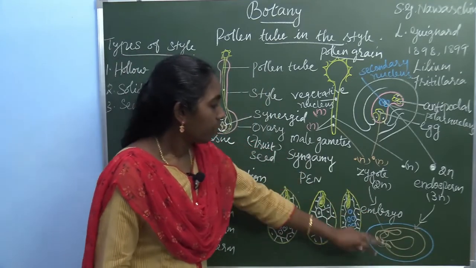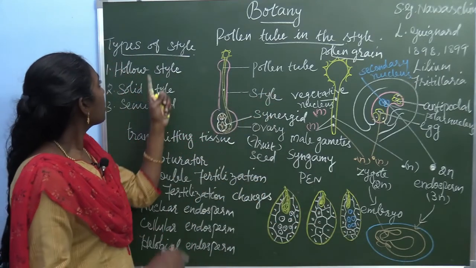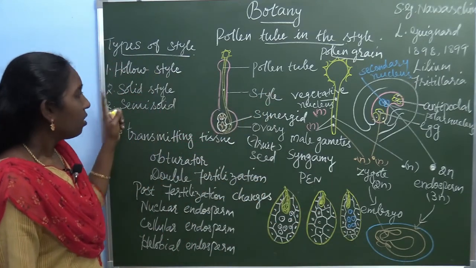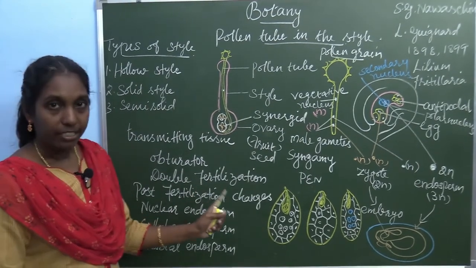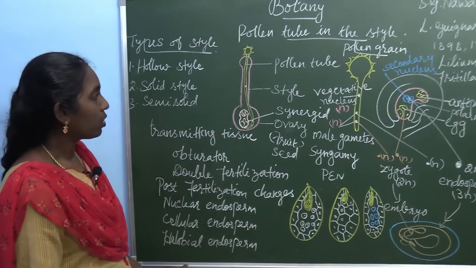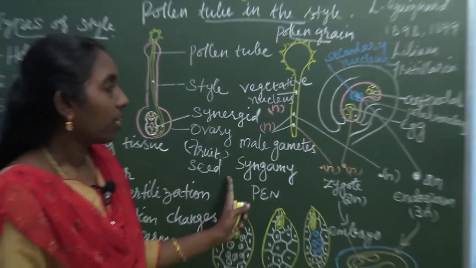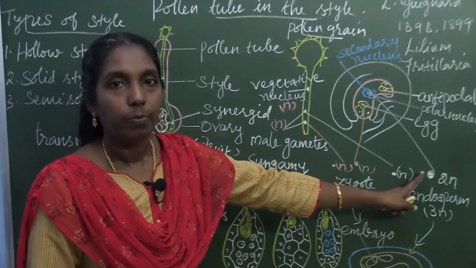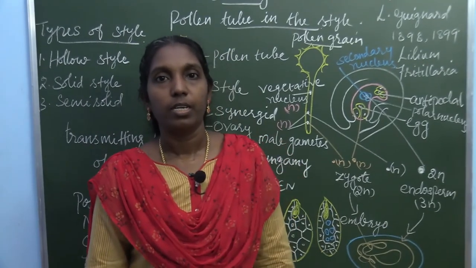Up to this, you will learn in this class, and all these questions. The first question starts from types of style, a 5 mark question, then post fertilization changes, then types of endosperm, and then fusion, double fertilization and triple fusion. The questions you will get through WhatsApp. Thank you.